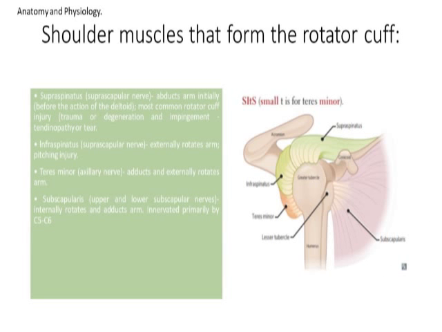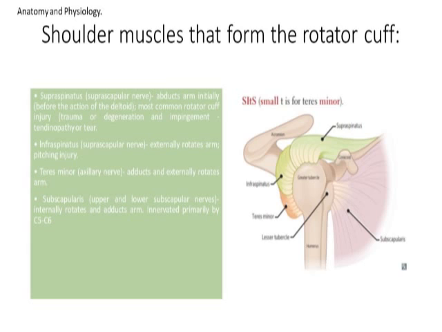Now we're going to talk about shoulder muscles and the muscles of the rotator cuff. The first muscle, and so important to know, is supraspinatus. It is innervated by the suprascapular nerve, and abducts the arm, separating it initially, before the action of the deltoid. The most common rotator cuff injury is to the supraspinatus. It is produced by trauma or degeneration, impingement, tendinopathy or tear.